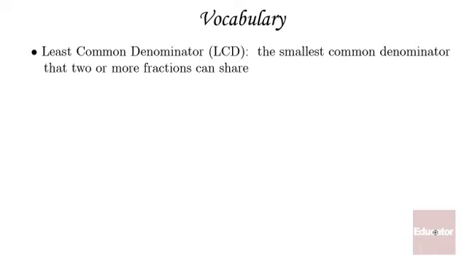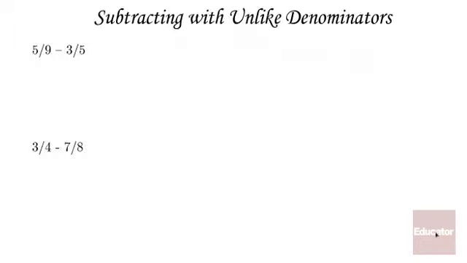Vocabulary for this lesson is the least common denominator. You need to find the least common denominator when adding and subtracting fractions. This means the smallest denominator that two or more fractions can share. You need to make the denominators of fractions the same before you can work with their numerators.